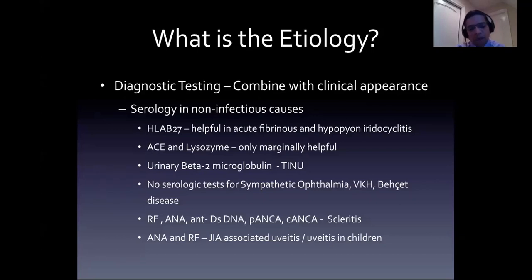And in the case of scleritis, I do check rheumatoid factor, antinuclear antibody, anti-double-stranded DNA antibody for lupus, and P-ANCA and C-ANCA for specific vasculitic conditions. And I use ANA and rheumatoid factor testing in a child who has chronic anterior segment inflammation if I'm suspecting JIA-associated disease.